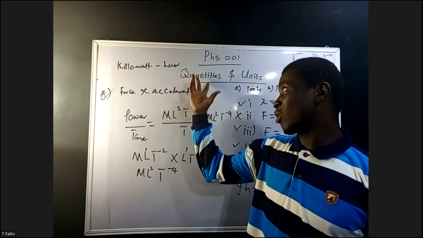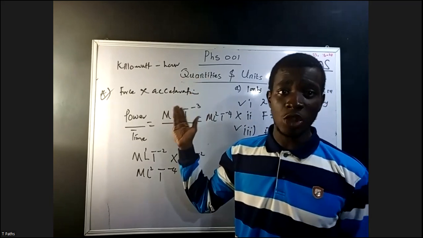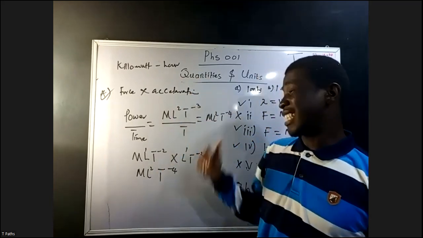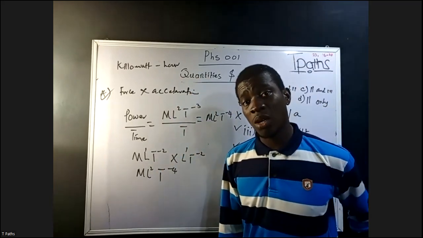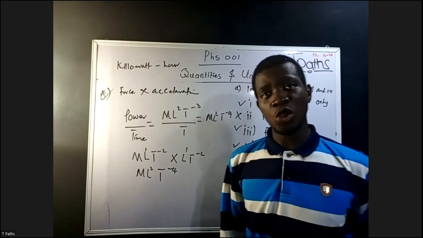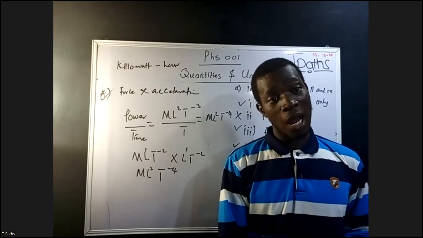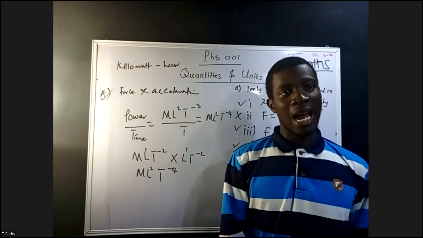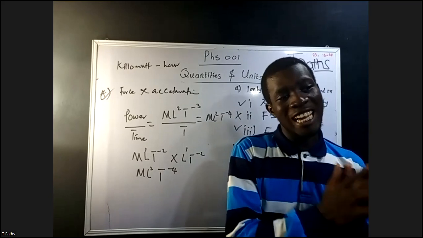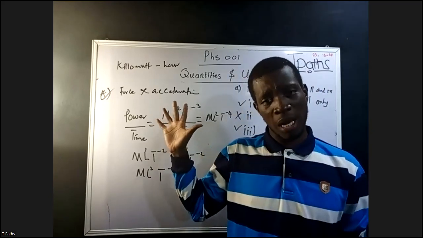So that is why, as far as physics and other natural sciences are concerned, it is expedient for us to talk about units. And I told you that units are divided into two. We have fundamental units and we have derived units. I said fundamental units are units that stand alone, and there are 5 in number.